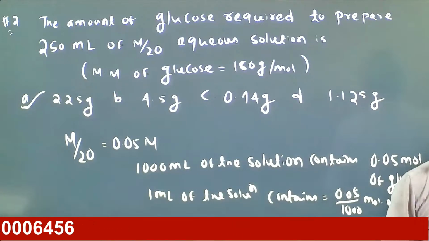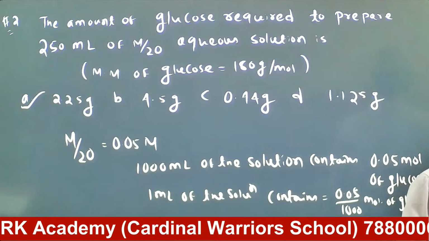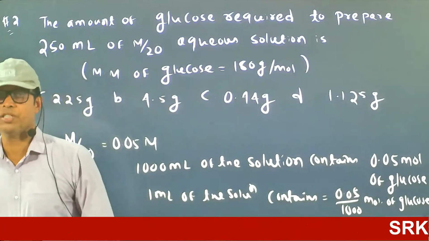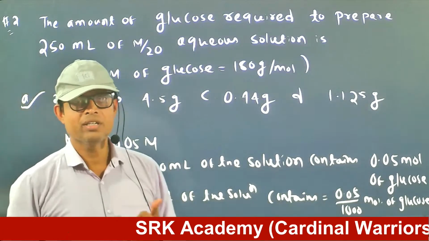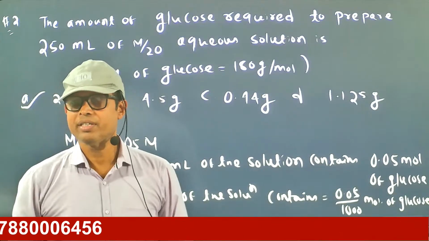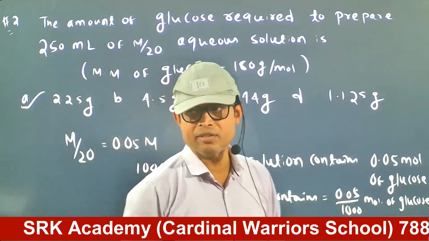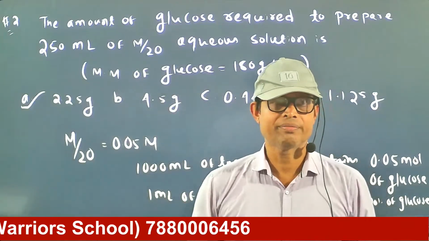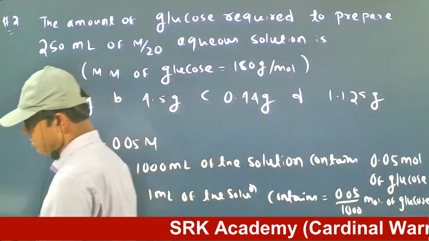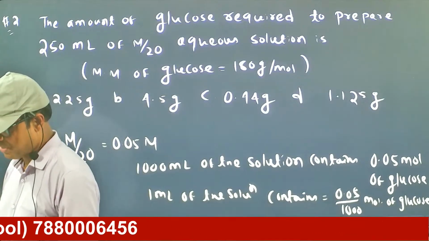0.05 upon 1000 into 250, that is 0.05 upon 4 mole, and the mass of 1 mole of glucose equals 180. So this much mole equals 0.05 upon 4 into 180, right? So that is 45. It is multiplied with 5, that becomes 225. So we can place 2 decimals from the right, it becomes 2.25 gram. Understood? So another numerical you may write.